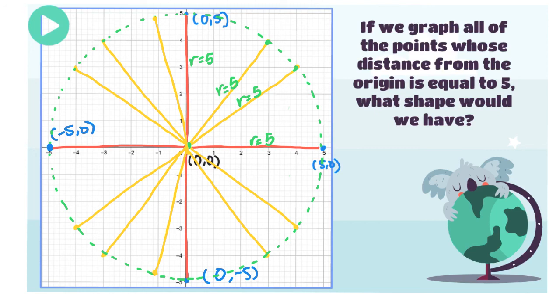So in response to the question, what shape would we have? We would have a circle.